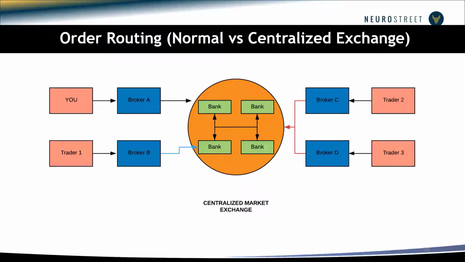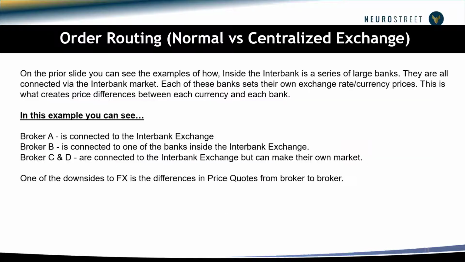And that's the big difference between the futures, the Forex, and the stock market. The Forex market has that centralized market exchange. Now, I'll give you an example. This is just me explaining this in a little bit more detail. On the prior slide, you can see how inside the interbank is a series of large banks, and they are all connected via the interbank market. Each of these banks will set their own exchange rate and currency prices. This is what creates price differences between each currency and each bank. This is the differences between brokers.